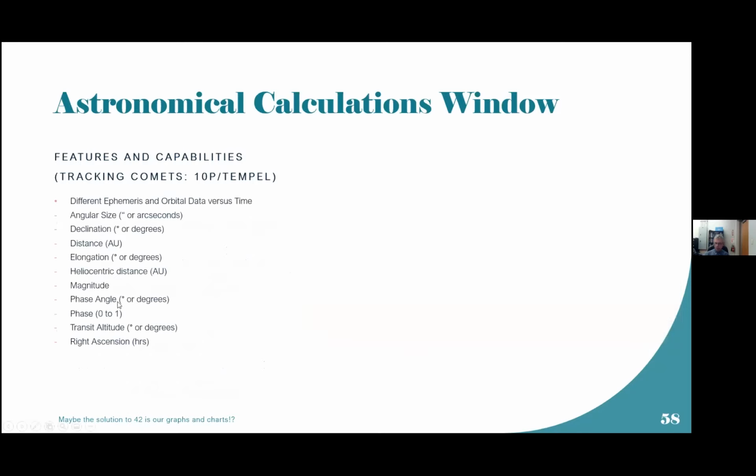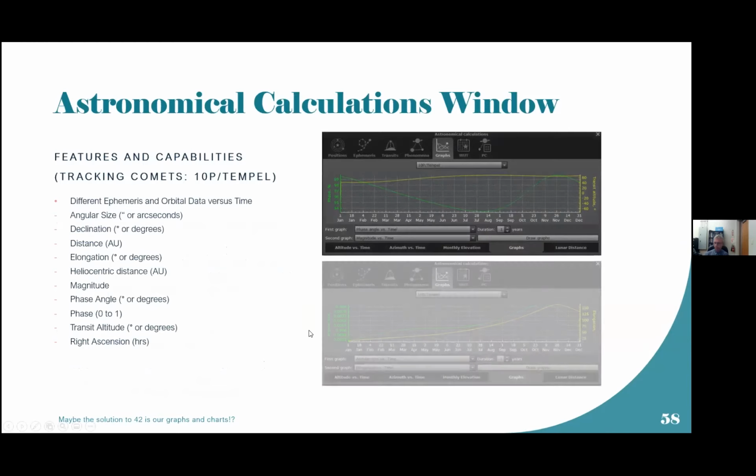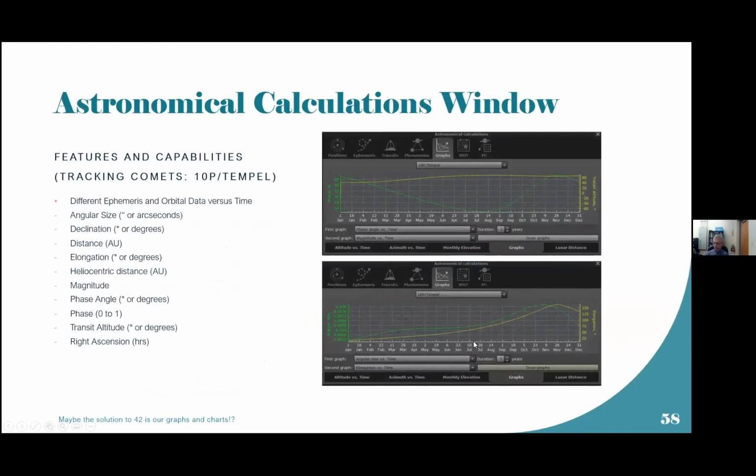And here's all the data you can get. So you can look at the angular size of the comet, the distance, the elongation, the magnitude, the transit altitude, and everything's done in reverse to time. And you get altitude versus time, azimuth versus time, lunar distance. You don't have to look at the comet when it's on the night of the full moon.